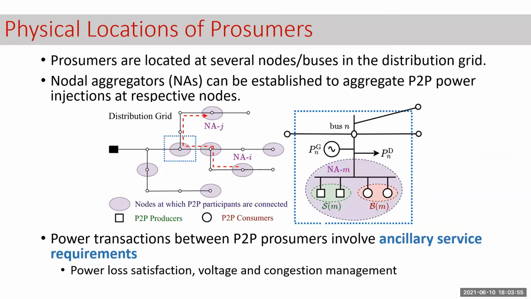So if we see the physical locations of these prosumers, let's say they are only in a particular node, then sellers and buyers can trade as they prefer without incurring any power losses or voltage or congestion issues in the distribution grid.